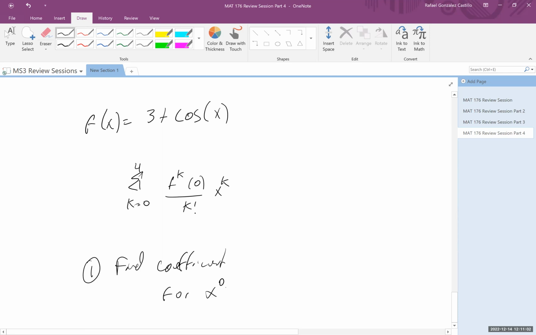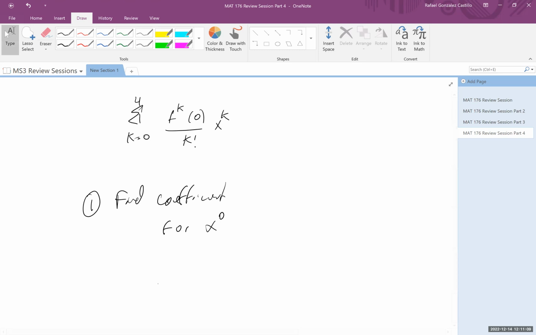x to the 0 is just 1, and that's the first term of the polynomial. To do that, we simply plug in f of 0 over 0 factorial into our function that's given, that's 3 plus cosine of x. So we're looking for this piece. That's the coefficient of the x to the 0, and this is how you find the coefficient.